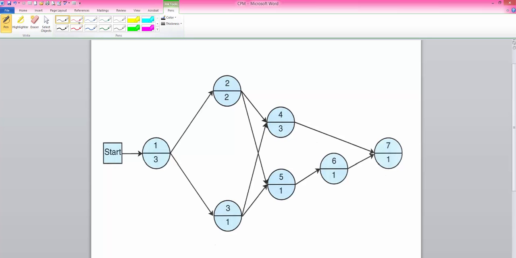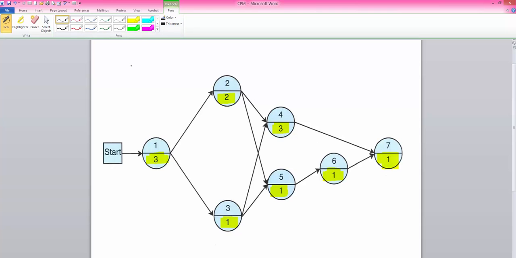This is activity on node for a critical path method. I will show you manual calculations. In each node, there are two numbers. The top number is the activity name, but I will highlight the bottom number so we know to use them in our calculations and we don't get them confused with the activity names.